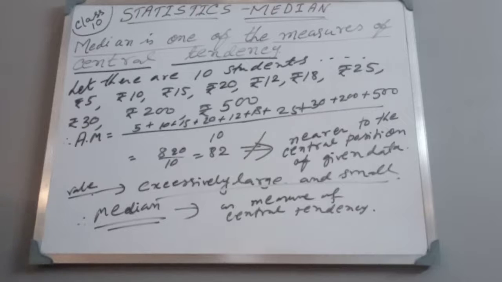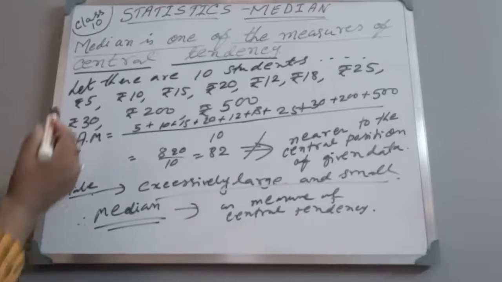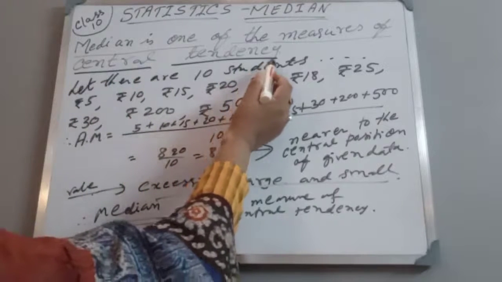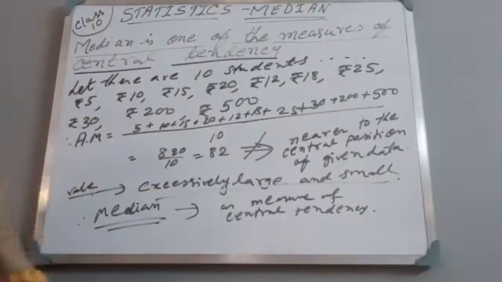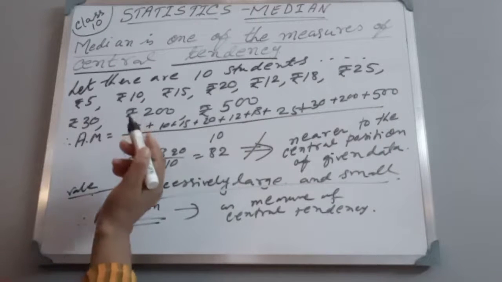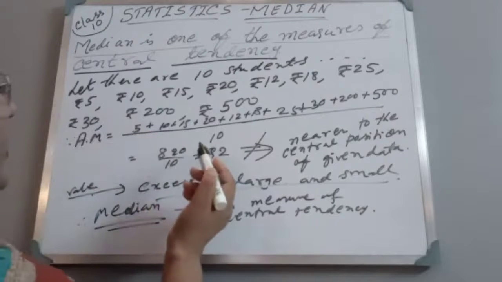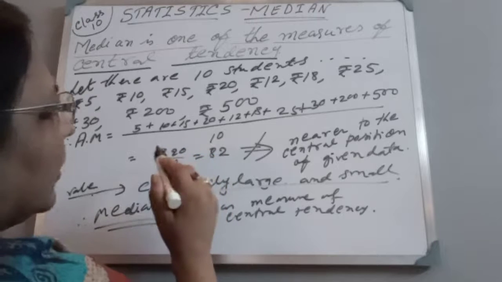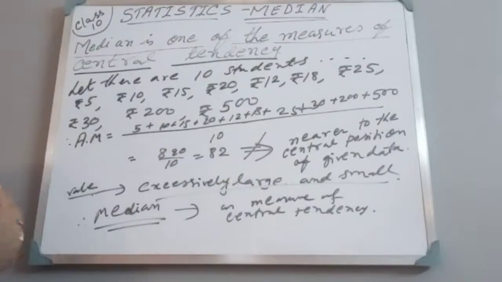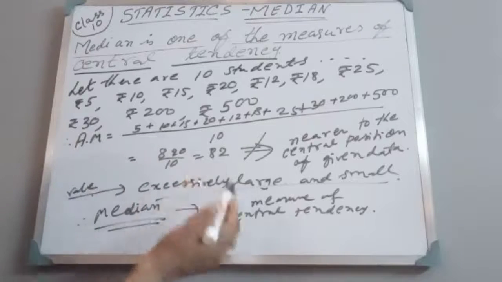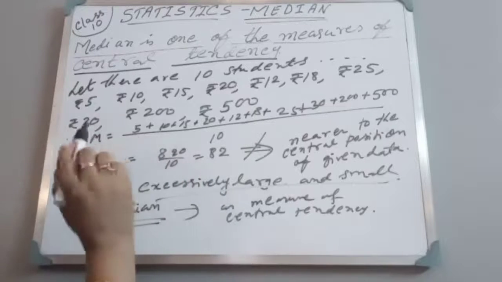Now what is median? Median is one of the measures of central tendency, because already we know that mean is also a measure of central tendency. But if we know the central tendency, how to find it according to the arithmetic mean or by that method only, then what is the requirement for this method of median? That only at first I will explain.